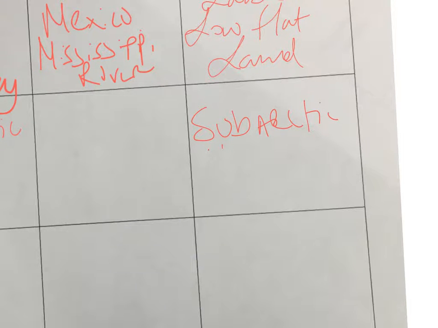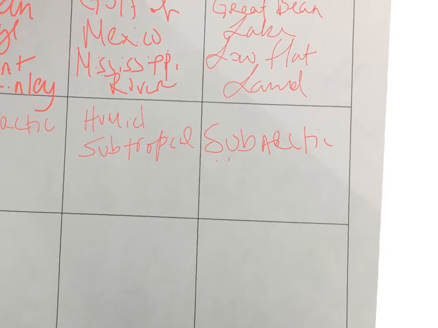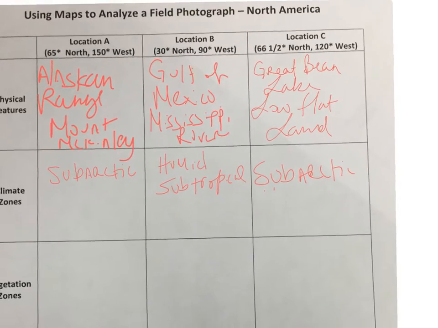And then in this middle one, where I should have been writing it, is humid subtropical. All right. Next one, if you need to pause, go ahead and pause for a moment. Make sure you have all those written down. Right now your graphic organizer should have all the same information as mine. And now we will go on to the vegetation zone map.